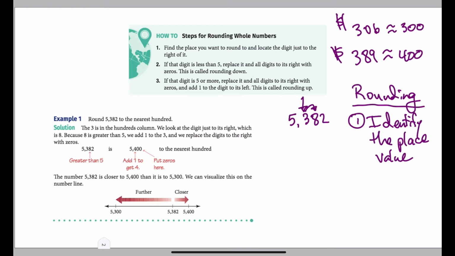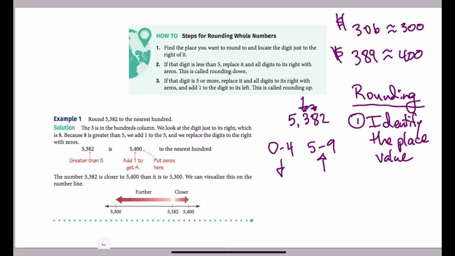So from 0 to 4, round down, and from 5 to 9, round up. Now, what are you rounding up? You're rounding up the place value that you were originally assigned to round. So in this case, the hundreds. So the neighbor number, right?